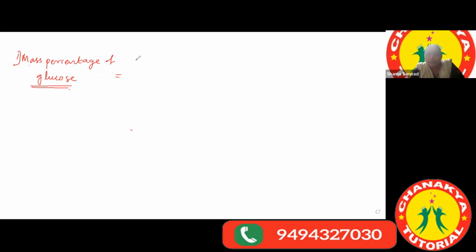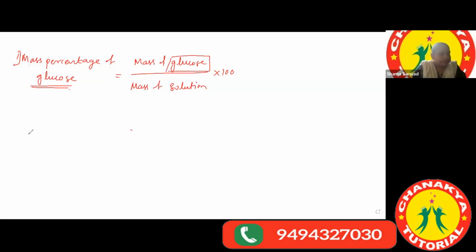Now see what it will be. Mass percentage of glucose would be mass of glucose upon mass of solution multiplied by 100. Clear? So glucose I have written because glucose is nothing but the solute in this case. So mass of glucose is 30, mass of solution is 550, into 100. So your 0 gets cancelled. This will become 300 upon 55. So make it simple as much as you can and do the calculation.